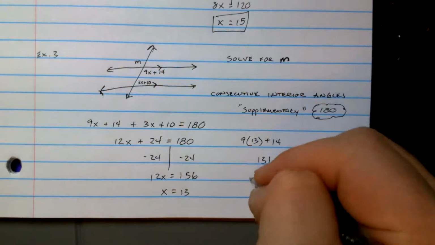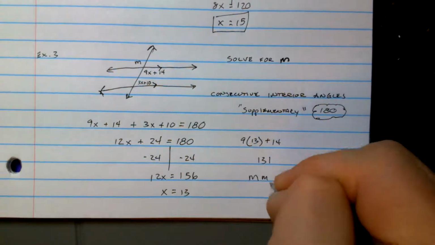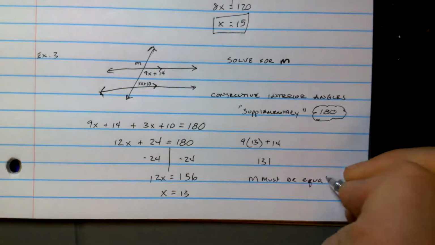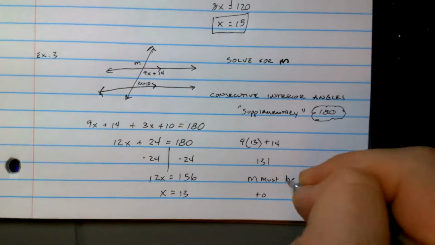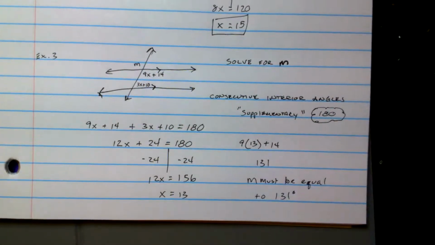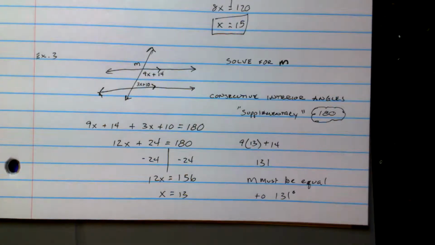So M must be equal to 131. Okay. M must be equal to 131 degrees. I know this video is a little longer, but there's a lot to go over when you're talking about the angle relationships. Please review the videos as many times as you need to, or pause them so that you can catch up on the notes.